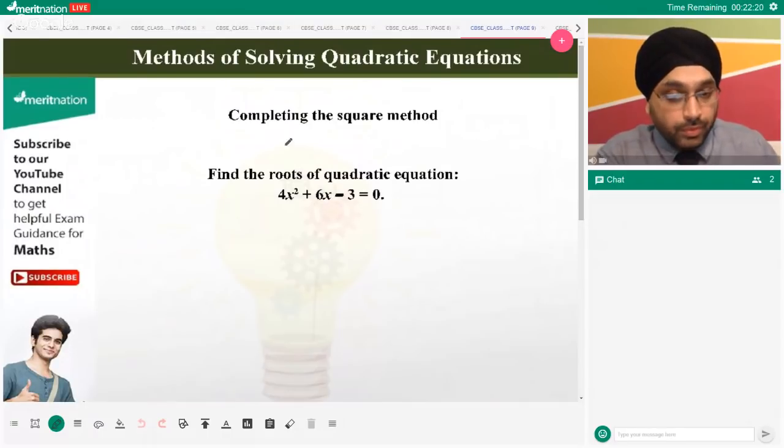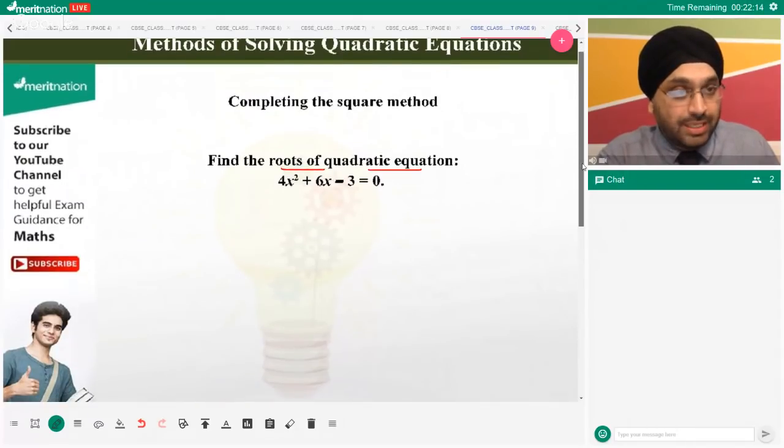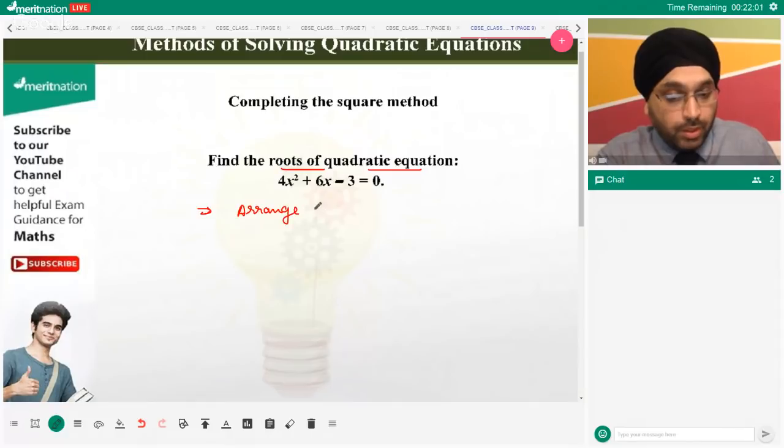Okay. See, guys, now we need to find the roots of a quadratic equation using the completing the square method. So, guys, there are certain steps you just need to follow when you are solving a quadratic equation using the completing the square method. See, guys, the first step is what? We just need to arrange the equation in this manner. Let's say we have a general equation ax² + bx + c = 0. What we need to do is write the equation in this manner.